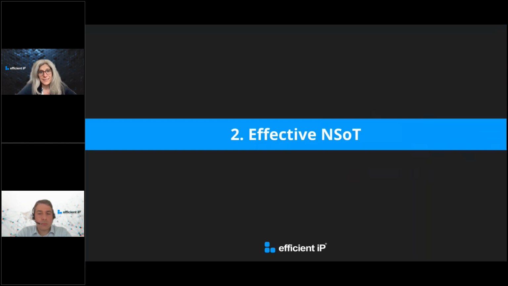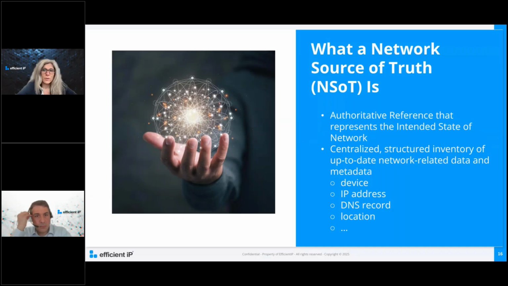Second key capability is our effective network source of truth. But for those who aren't familiar with what a network source of truth is, let's see and read together the definition. In simple terms, it's the authoritative reference that represents the intended state of your network. Think of it as a blueprint for how your network should be, designed and structured by you.